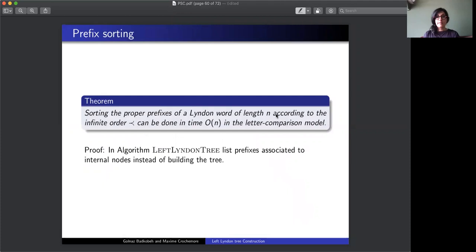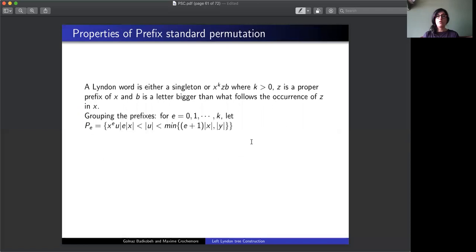And because of these properties, and because we can build a left Lyndon tree of any word, we can also sort the proper prefixes of a Lyndon word using this infinite ordering in linear time. This is just a kind of byproduct, a consequence of our algorithm. And we see that in our construction, these nodes are made and processed according to this ordering. And we prove this by looking at the properties of prefix standard permutation.